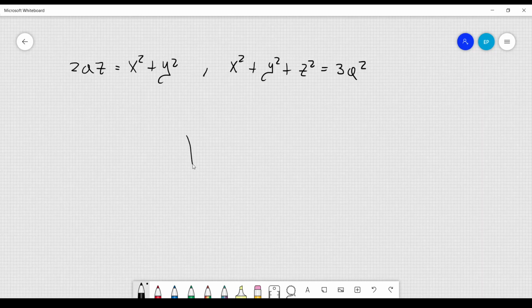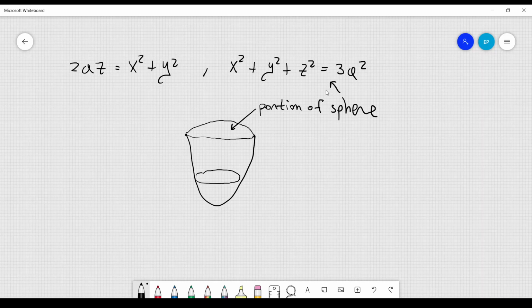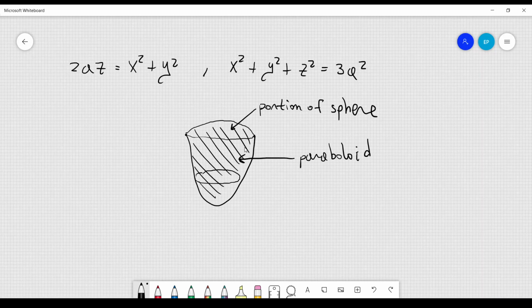And the volume is the inner volume of the paraboloid. So we have a paraboloid like something like this. I will just do a very quick sketch, and then we close this paraboloid with a portion of sphere. So we have a portion of the sphere here given by that equation, and also the paraboloid here. And we want to calculate the volume inside this paraboloid and the sphere.